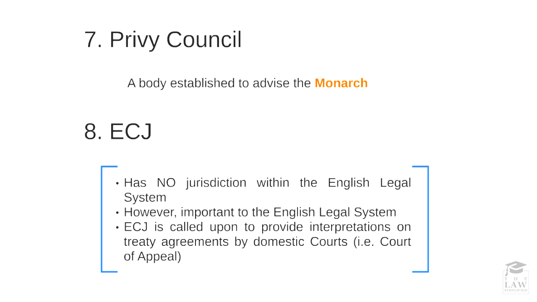The ECJ, or the European Court of Justice, has no jurisdiction within the English legal system. But following the accession of the UK to the European Union, it is important to the English legal system. As in, the ECJ is called upon to provide interpretations on treaty agreements by the domestic courts itself. That was a brief outline of the various types of courts which are in effect within the UK.